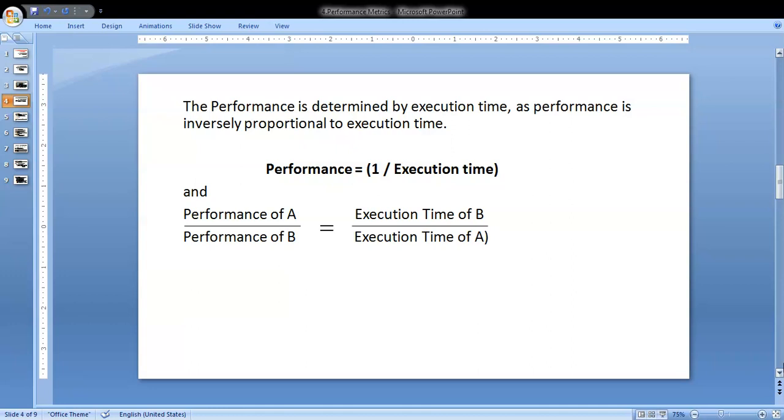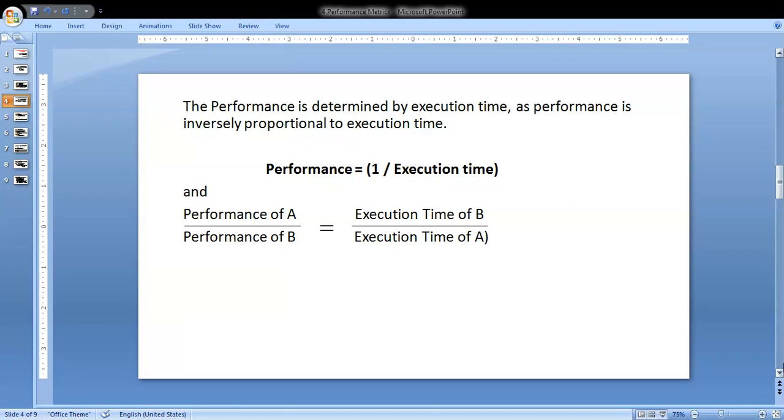Okay, so how is the performance calculated? The performance is determined by execution time, as we have already discussed in the previous slide. It is inversely proportional to the execution time. For example, performance is equal to 1 divided by execution time, that is the reciprocal of execution time. Similarly, execution time is the reciprocal of performance, that is execution time is equal to 1 by performance.